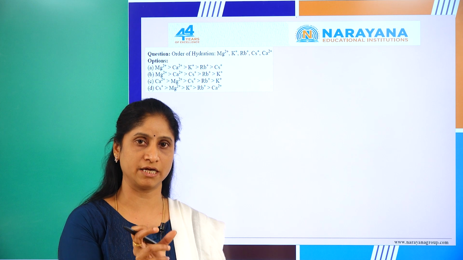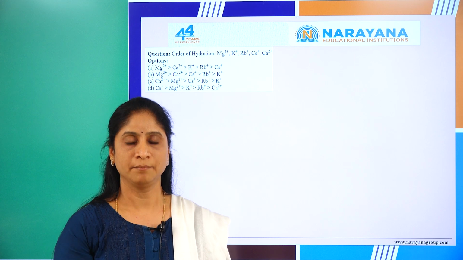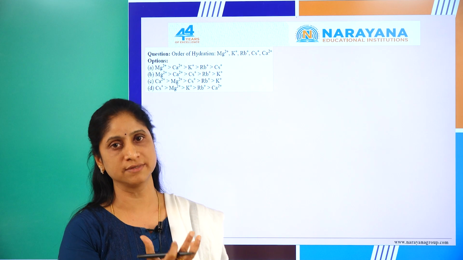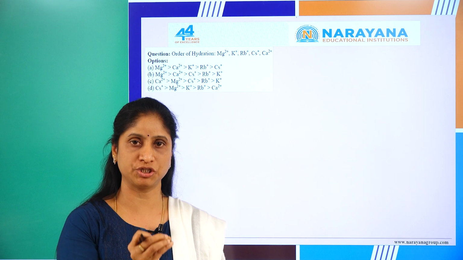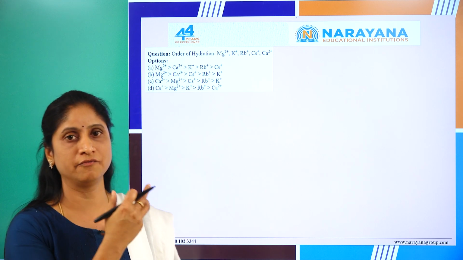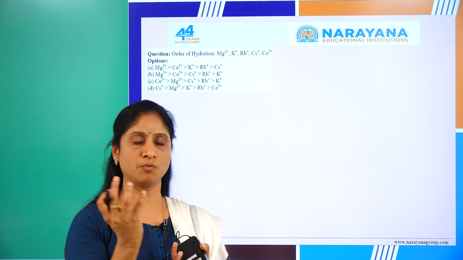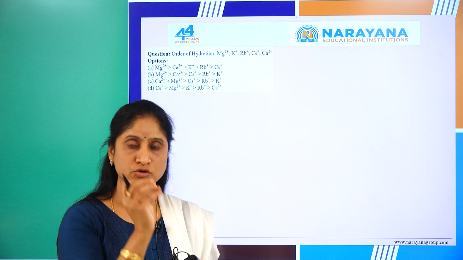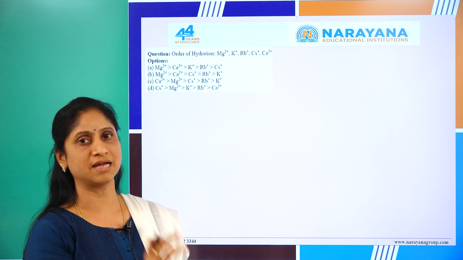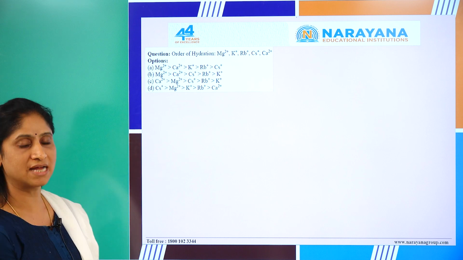The smaller the size of the ion, the greater is the hydration enthalpy, because the nuclear force of attraction has to attract the water molecules around it. The processes of hydration and hydrolysis are different. Hydrolysis is a chemical phenomenon, whereas hydration is a physical phenomenon, whereby, by nuclear force of attraction, many water molecules surround the ion. So whether it is a cation or anion, the smaller the size of the ion, the greater is the hydration enthalpy. So obviously, the greater the positive charge, the smaller is the ion.